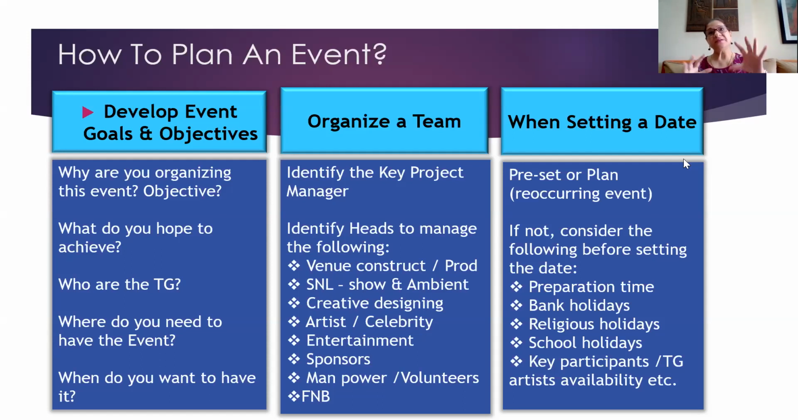So basically you should have a hardcore team of about 4 or 5 people, and then each one has their own hands down. Okay, venue construct and production, very important, because that person is supposed to be on ground there at all times, dealing with all the vendors, checking if they're doing things on time.